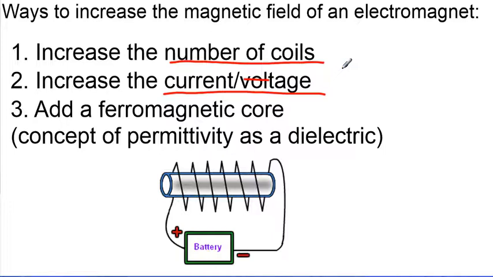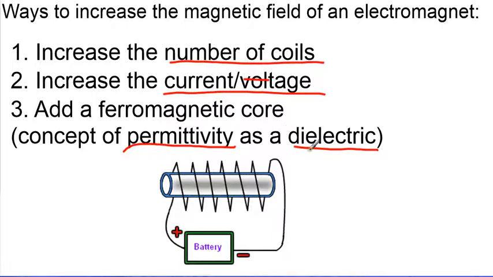The third one is going to be new for you. It's to add a ferromagnetic core. And now I want to introduce the idea of permittivity to you. Permittivity you can think of as the concept of a dielectric. And so this goes back to the concept of capacitors and how to strengthen a capacitor, or to increase the capacity of a capacitor.